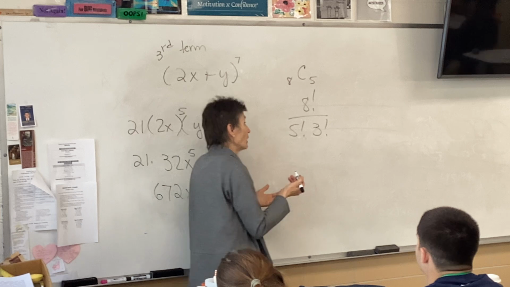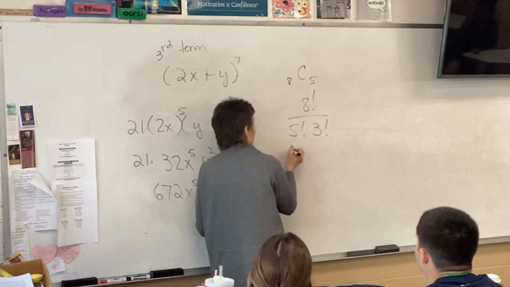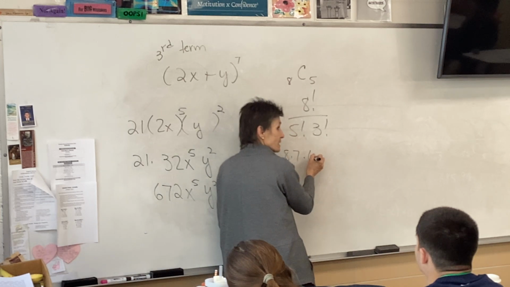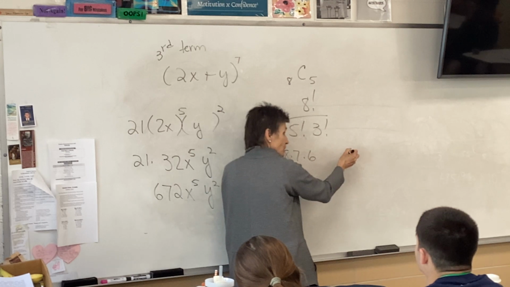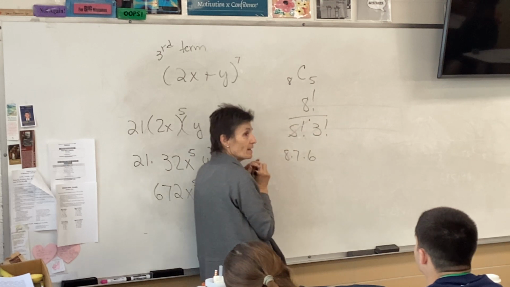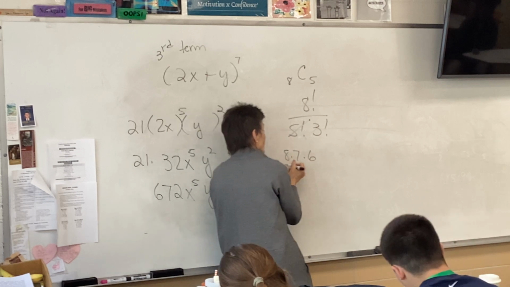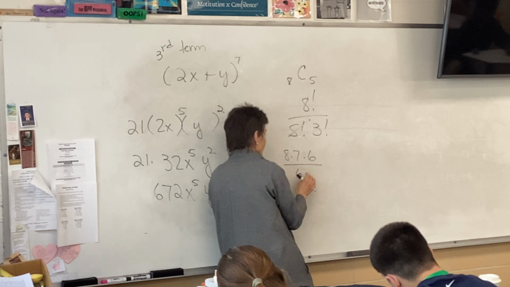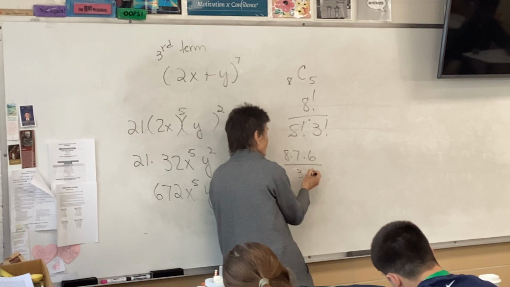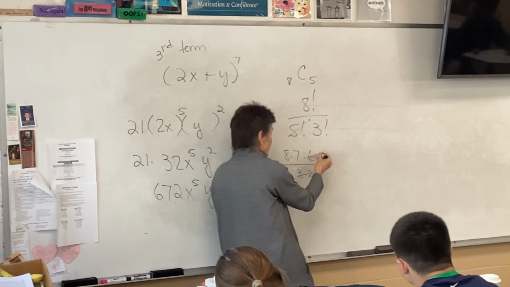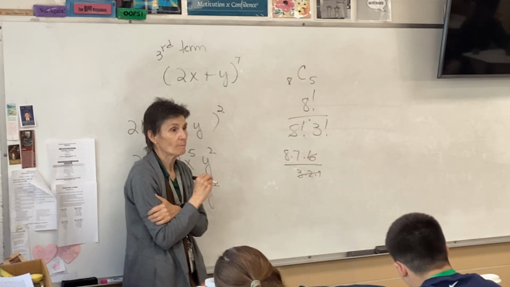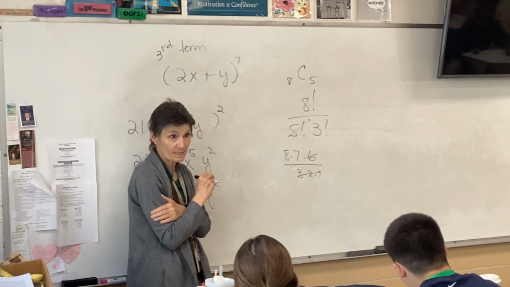Okay, so now what does 8 factorial mean? 8 times 7 times 6, and I'm going to stop because the 5, 4, 3, 2, 1 is going to cancel with that, right? So in the bottom, I still have my 3, 2, 1, 3 factorial, which is 6. So the answer to the problem is 56.